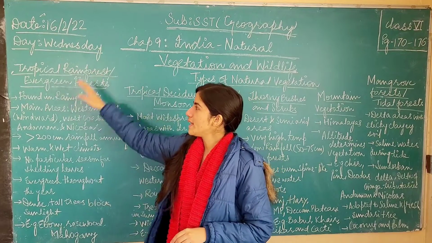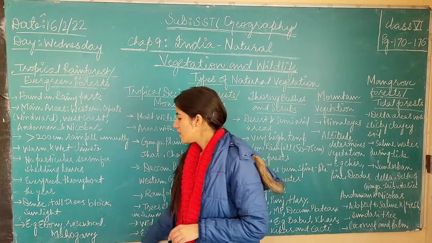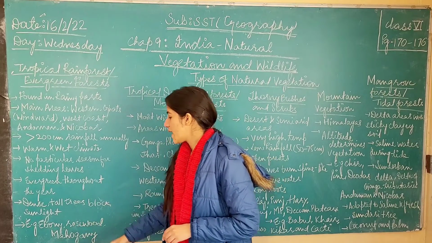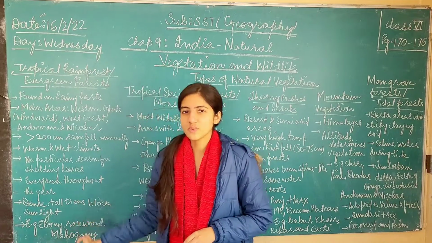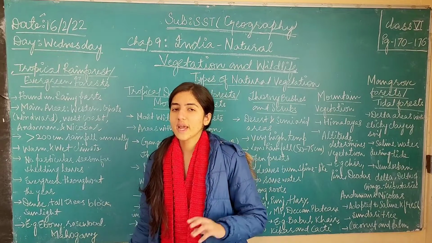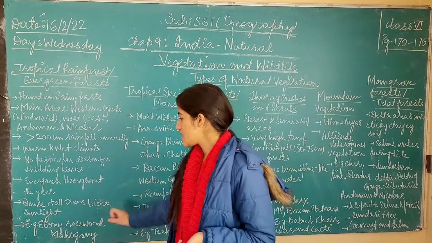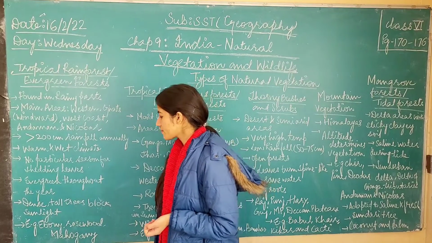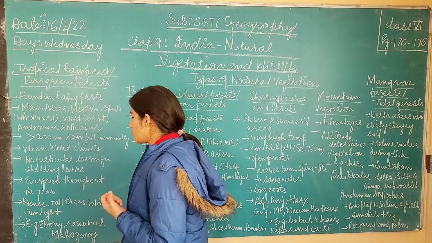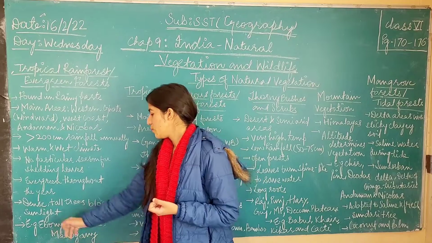Then the important types of trees which are found in tropical rainforests are ebony, rosewood and mahogany. These types of trees are famous because they have a very pleasant smell, and their smell is also used in different types of fragrances, like agarbattis, body oils and perfumes, right? So some of the important trees found in the tropical rainforest are ebony, rosewood and mahogany.